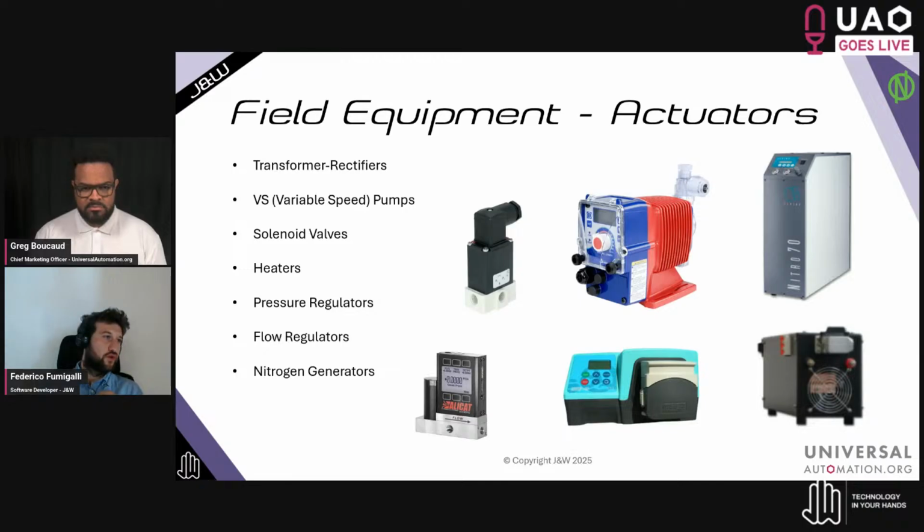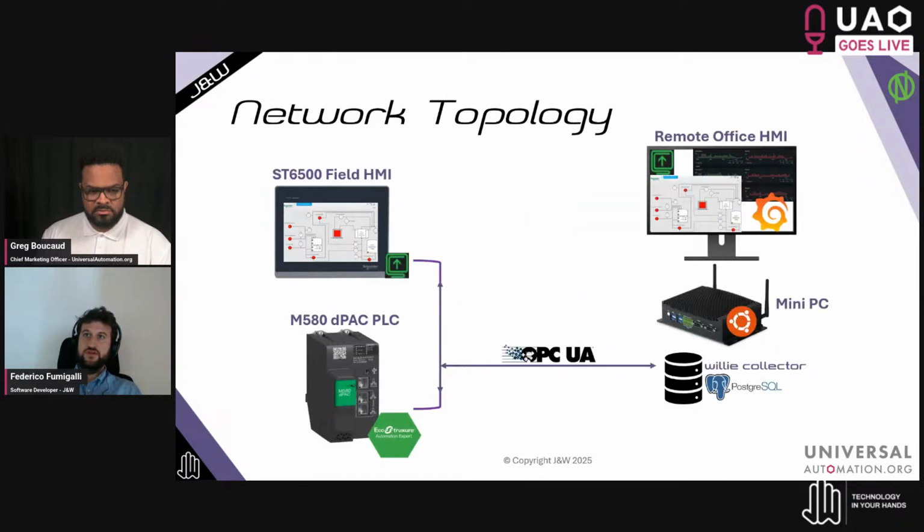But we also have to control stuff: transformers, rectifiers, variable speed pumps, solenoid valves, heaters. So these are the objects we control through sequences and also closed loop controls.